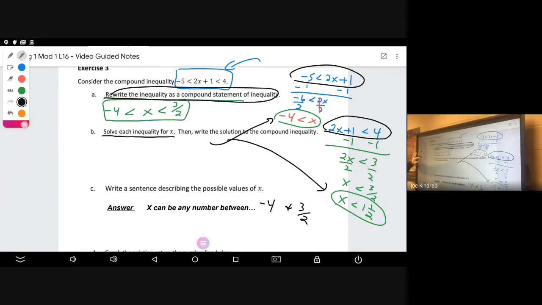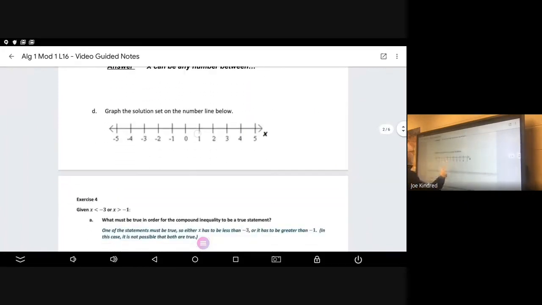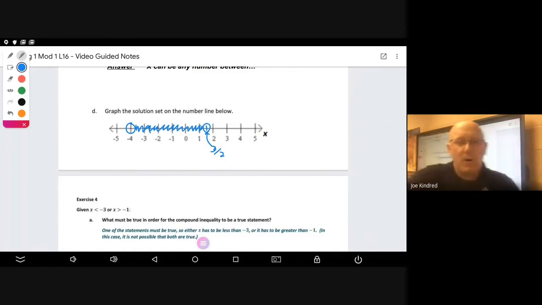And then finally, the graph. If you're going to graph this, your answer would look like this. Open circle, and then somewhere about right there, that's about where 3/2 is. You're going to have an open circle here and shade in between because both have to be true.